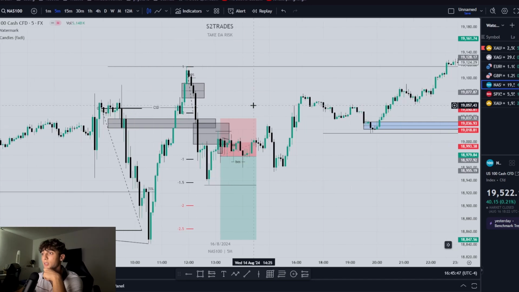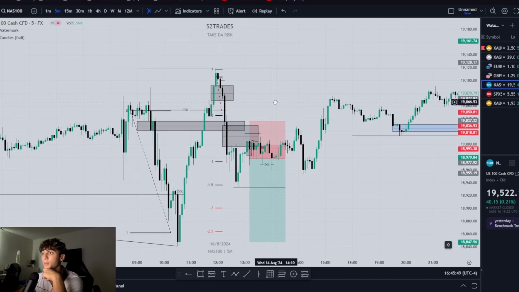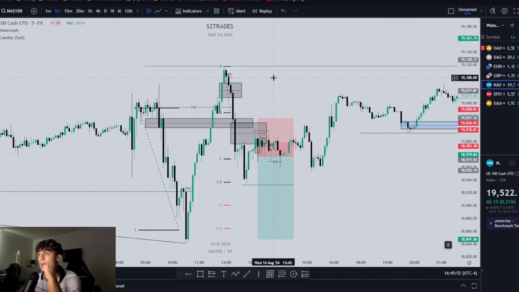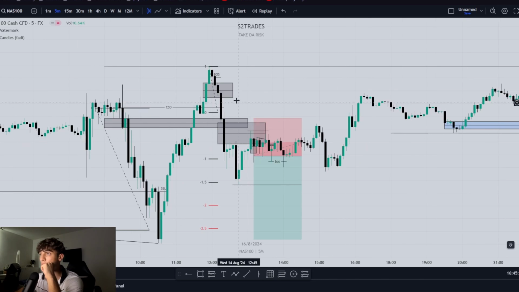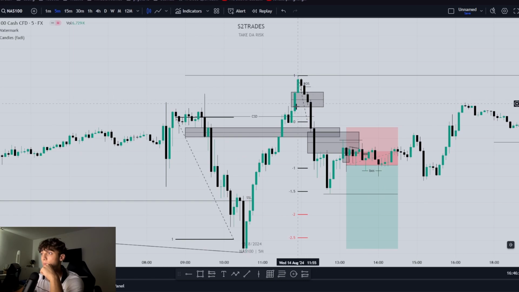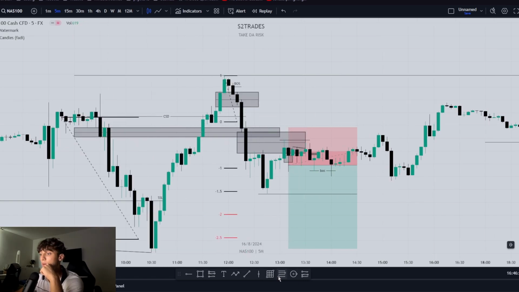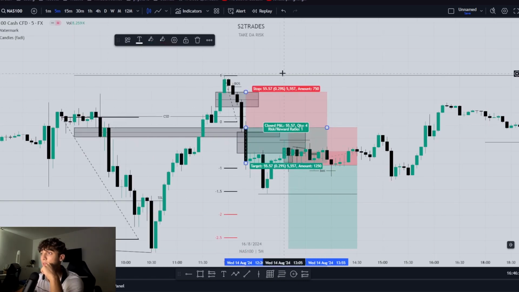To be honest, this trade should have been a win, but I entered really late, okay? Because you can see that this move already happened. I was late to the trade. This move already happened. So it was a liquidity sweep, change in state of delivery.